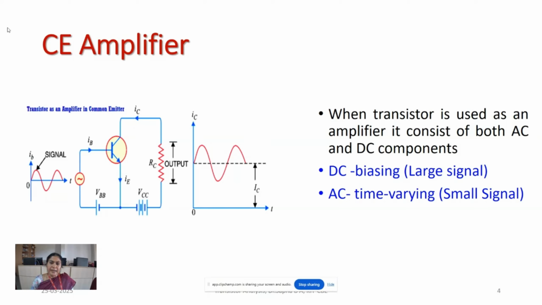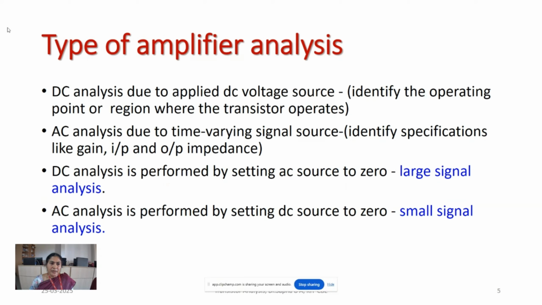Now whenever you have an amplifier input signal, it will have both AC as well as DC components. DC biasing is basically called a large signal, and whenever you have a time varying signal, that is the AC, it is a small signal analysis. We'll discuss both today. So when you have AC and DC signals, you can consider two different types of amplifier analysis.